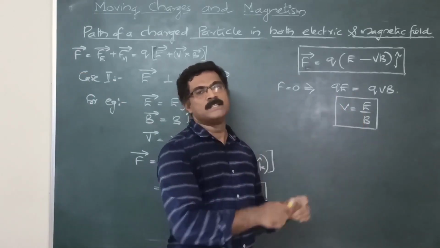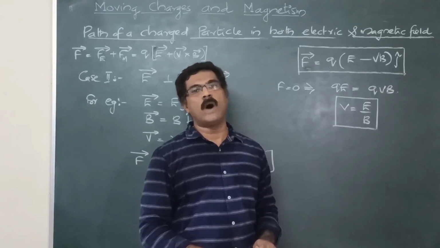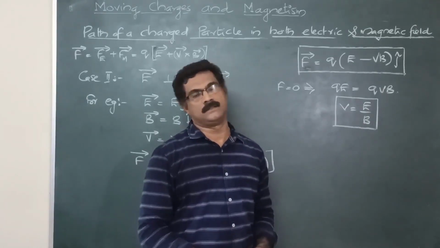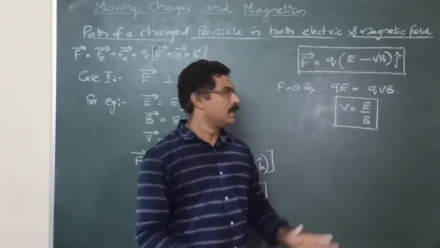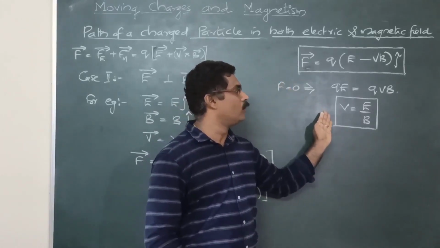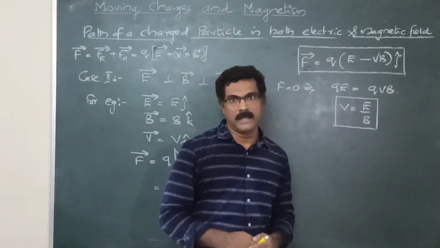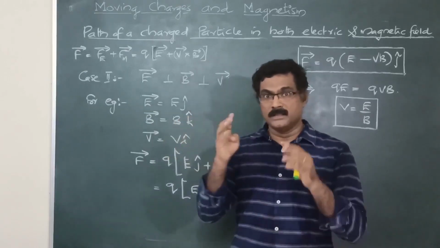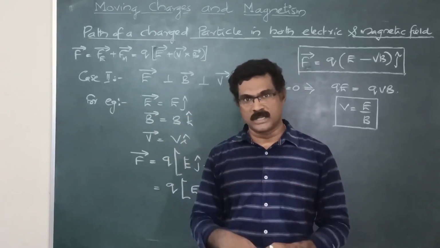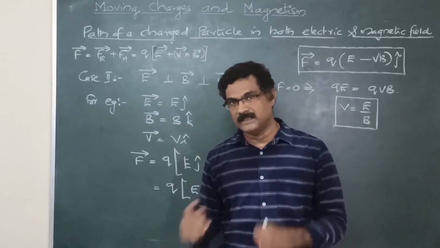Okay, and this principle is used in a device called the velocity selector. So what is the principle for the velocity selector? V equal to E by B. So remember this point, this is a very important question. You can expect a question like this.